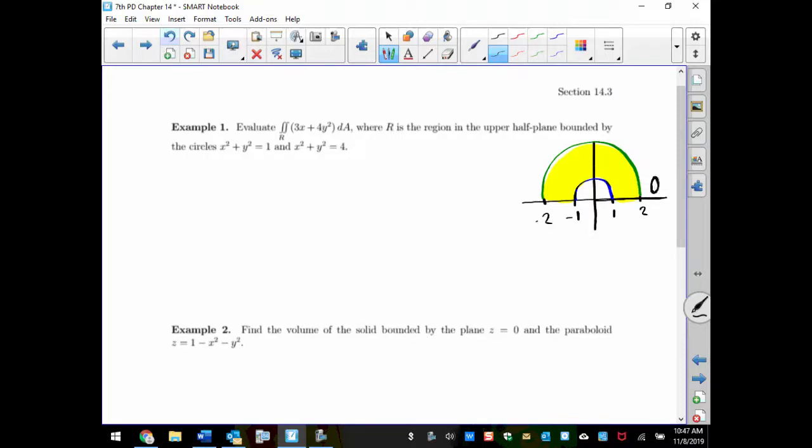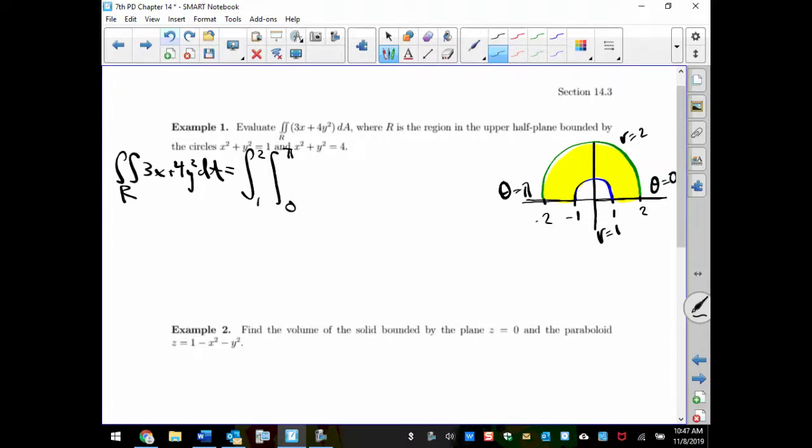The theta value ranges between 0 and pi, and the radius, of course, ranges between 1 and 2. So we can go ahead and set that up. Here we'll rewrite the integral they gave us, 3x plus 4y squared dA, is equal to the integral, r from 1 to 2 and theta from 0 to pi.